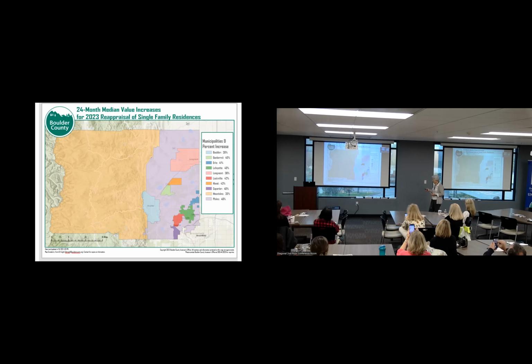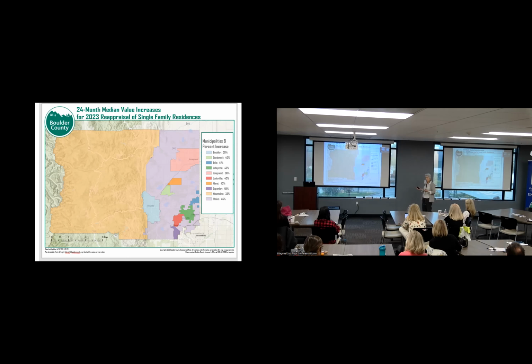So the highest value increases we had were in the unincorporated plains, so the eastern part of the county, which is this lovely bluish purplish color out here. And that was a 45% increase. Now you're talking median, so some are going to be lower, some are going to be higher. I live in Louisville. Ours was 42%.